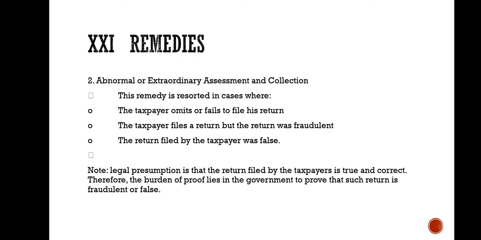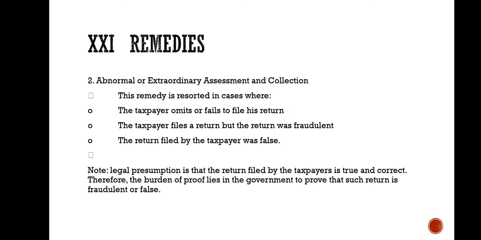Number 2, abnormal or extraordinary assessment and collection. So this remedy is resorted to in cases where the taxpayer omits or fails to file his return, the taxpayer files a return but the return was fraudulent, and the return filed by the taxpayer was false.